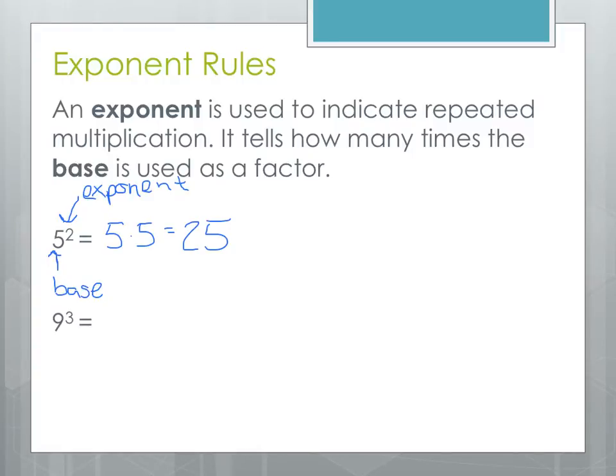For our next example, we've got 9 to the third power, or for the third power we sometimes say cubed. 9 cubed is 9 3 times. 9 times 9 times 9. Okay, starting at the left, 9 times 9 is 81 times 9. And then when we multiply 81 times 9, we get 729. So that's a review of exponent rules.